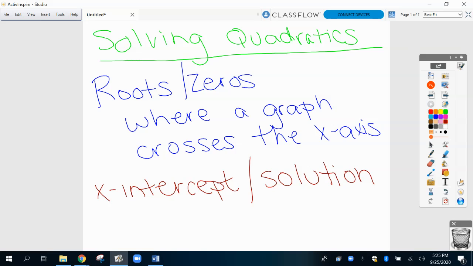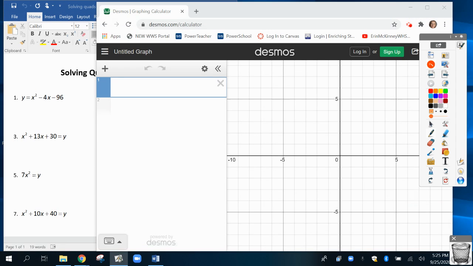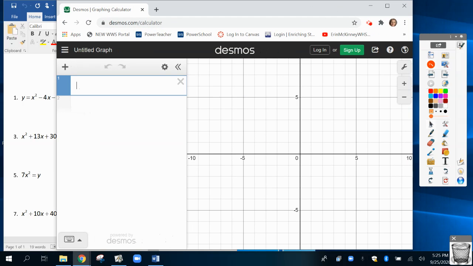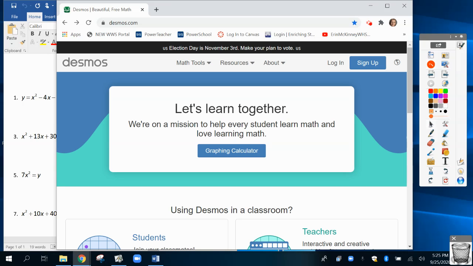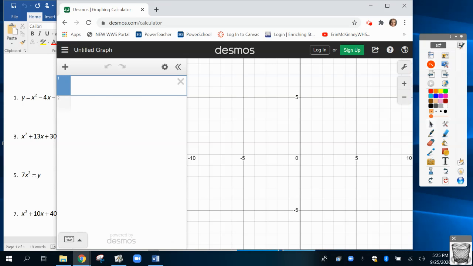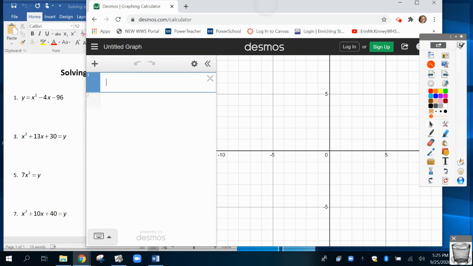Outside of that, the only thing that you need to do is know how to use a website called Desmos. There's a link on your homepage in Canvas to Desmos, so you'll want to open up this website. When you first open it up, there'll be a big button on the front page that says Graphing Calculator, and you just want to click that to go here.